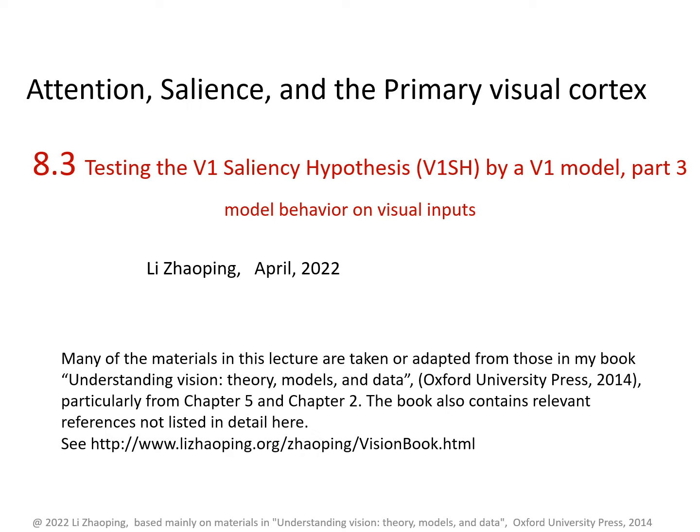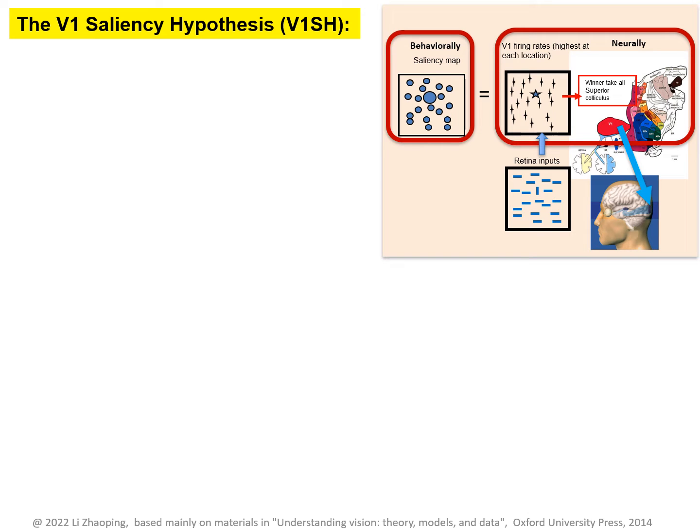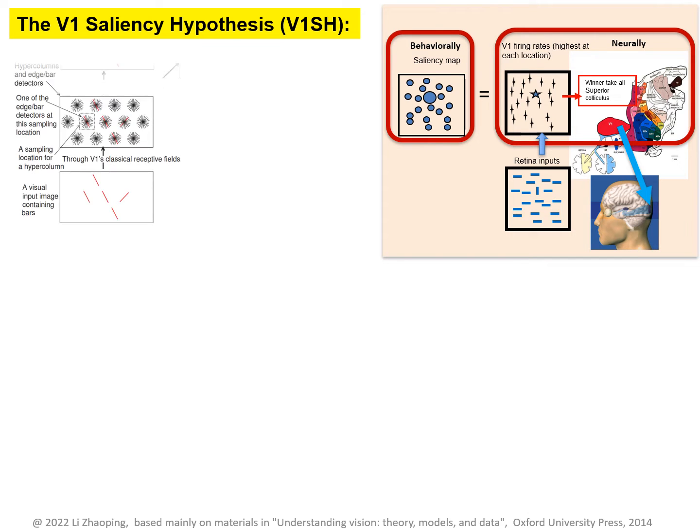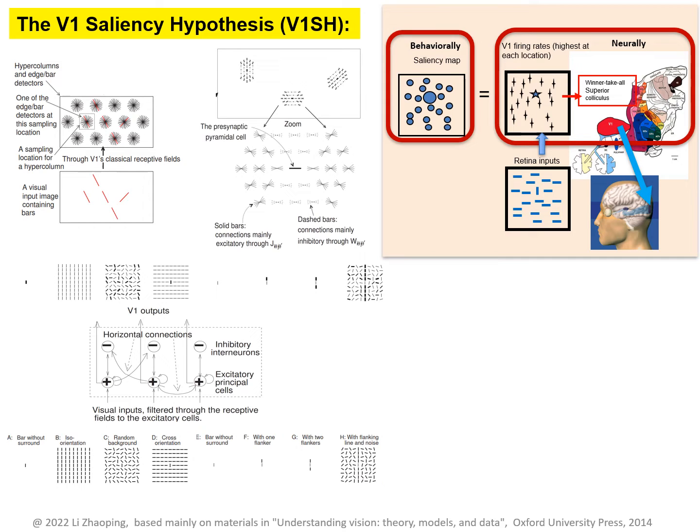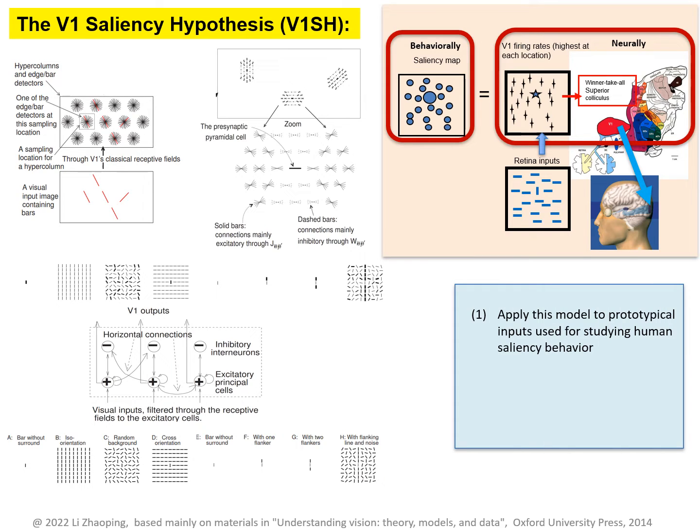Testing the V1 saliency hypothesis by a V1 model, part 3. For this hypothesis, we have built and calibrated a V1 model to resemble the real V1 on physiologically tested prototypical visual inputs. Now we can use this model to examine simulated V1 responses on other visual inputs to see whether the responses are consistent with human saliency behavior according to this hypothesis.